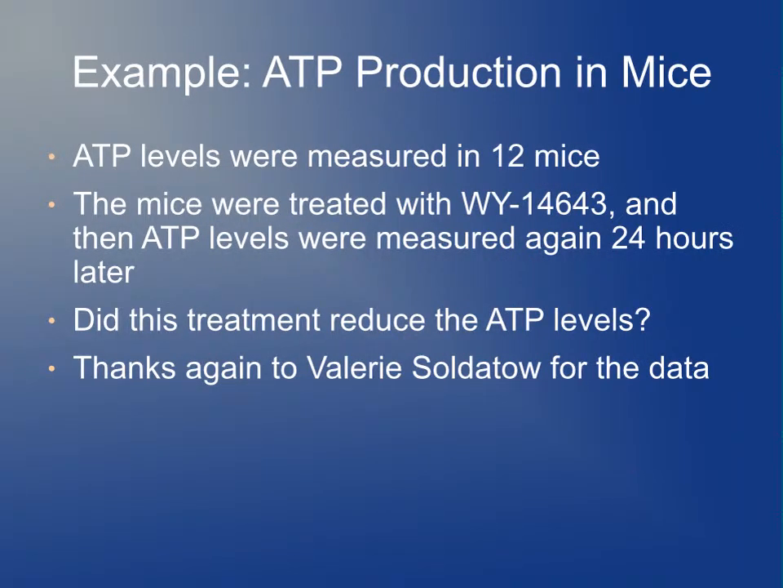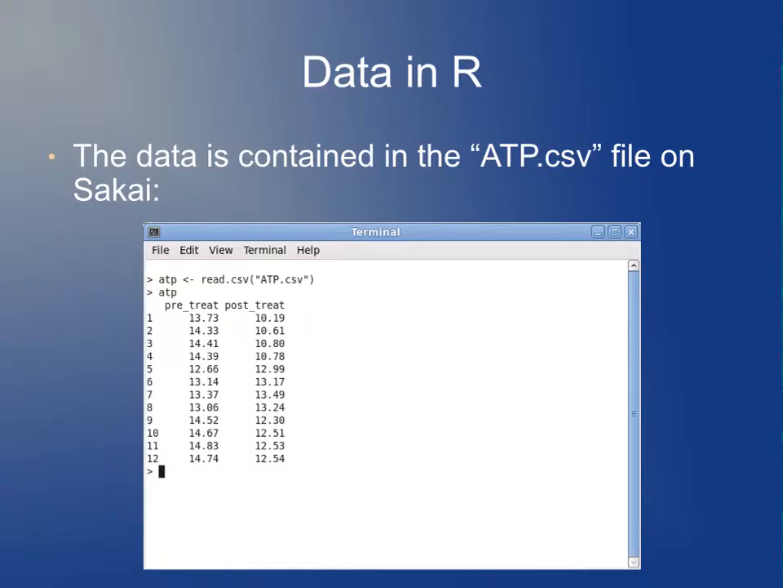So an example of this comes from a former student in this class where she was measuring ATP production in mice. The ATP levels were measured in 12 mice. They were treated with some chemical that I have no idea what it is, and then the ATP levels were measured again 24 hours later. We want to test the null hypothesis that the ATP levels remained unchanged after treatment versus the alternative that they reduced the ATP levels. So I put this data set on the class Sakai site.